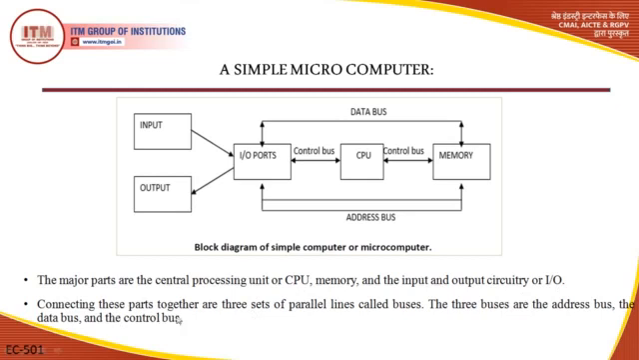Connecting these parts together are 3 sets of parallel lines called the buses. So what are buses? Buses are parallel communication lines. These can be classified in 3 categories. One is the address bus, which carries the addresses only. The second is the data bus, which carries the data only, and the third is the control bus, which carries the control signals.